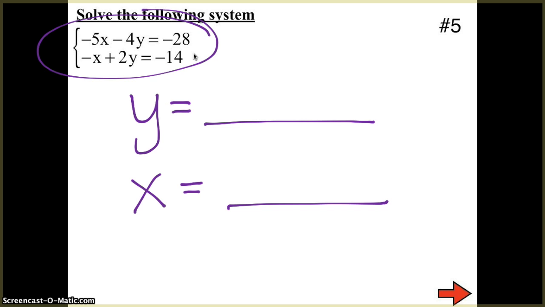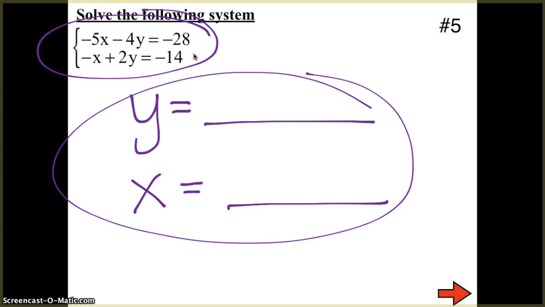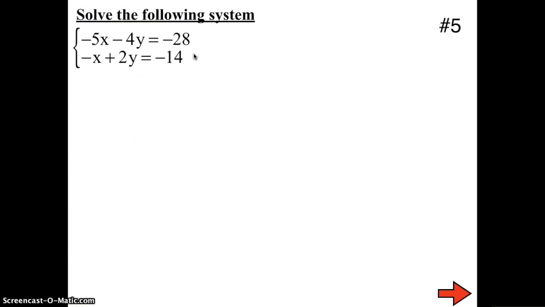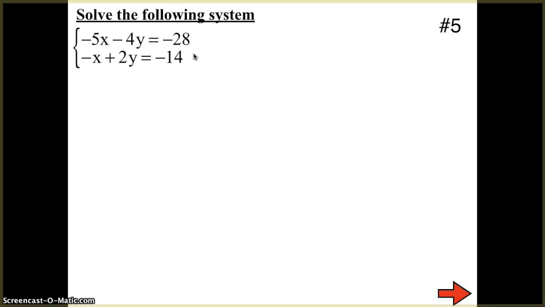So in that case, I'm going to have to manipulate one of the two equations to be in the form of y equals or x equals. So first I have to take a closer look at the two equations that I'm given. I'm going to have to decide which variable I should isolate and from which equation. I have four choices in this case. I can isolate x from the first equation, y from the first equation, x from the second equation, or y from the second equation.